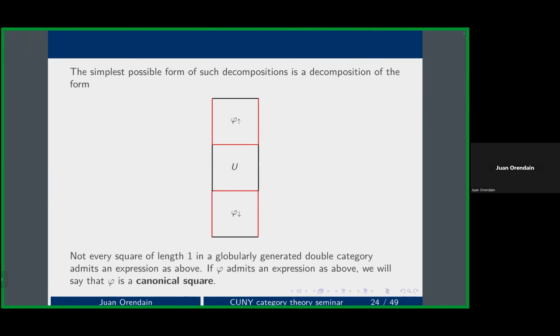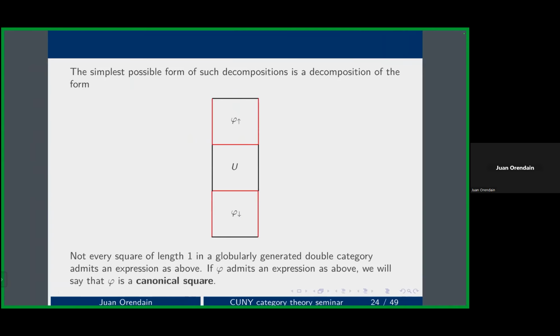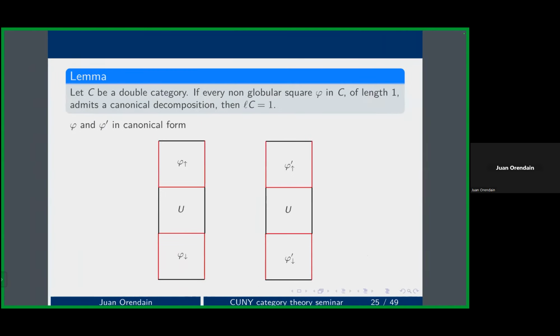Obviously not every square of length 1 in any double category admits a decomposition like this, but when it does, we call it a canonical square. So the canonical squares in the title of the talk are squares in a double category that can be written like this: a top square of this form, a horizontal identity, and the bottom bond square of this form. And a decomposition like this, we call a canonical decomposition of the canonical square.